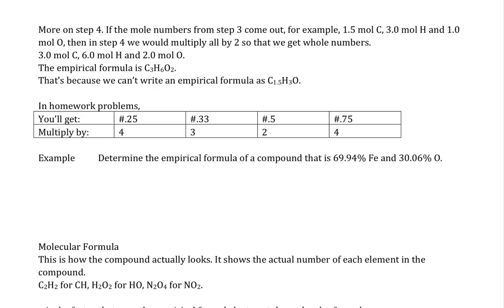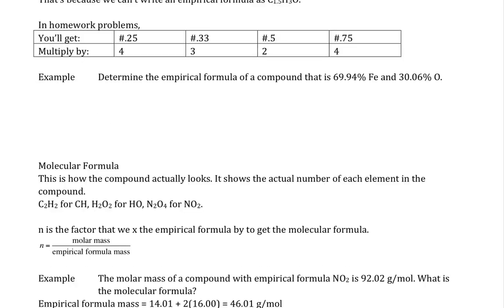In homework problems, or problems in general, if you get a number ending in 0.25, when you multiply in step 4 by 4, you would get a whole number. If, on the other hand, it ends 0.33, multiply by 3 to get a whole number. If 0.5, like the example we just looked at, multiply by 2. If 0.75, multiply by 4.